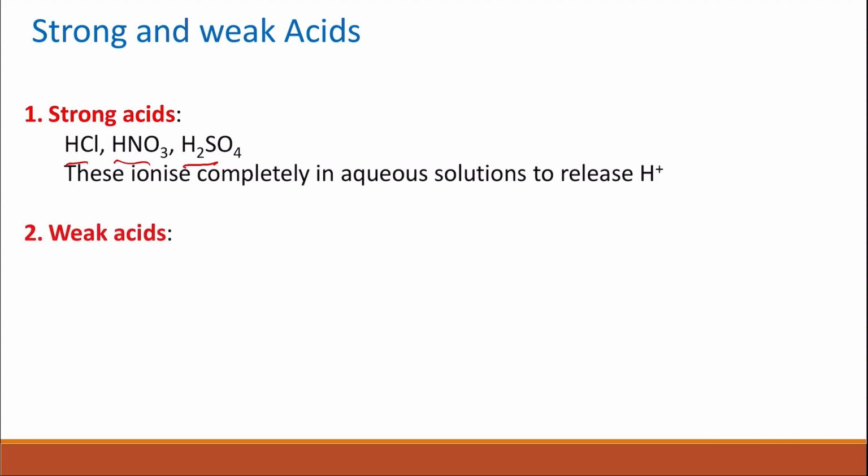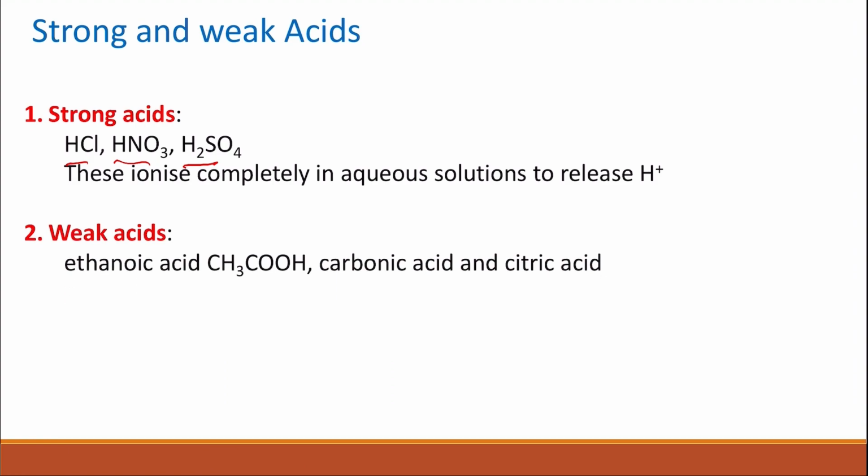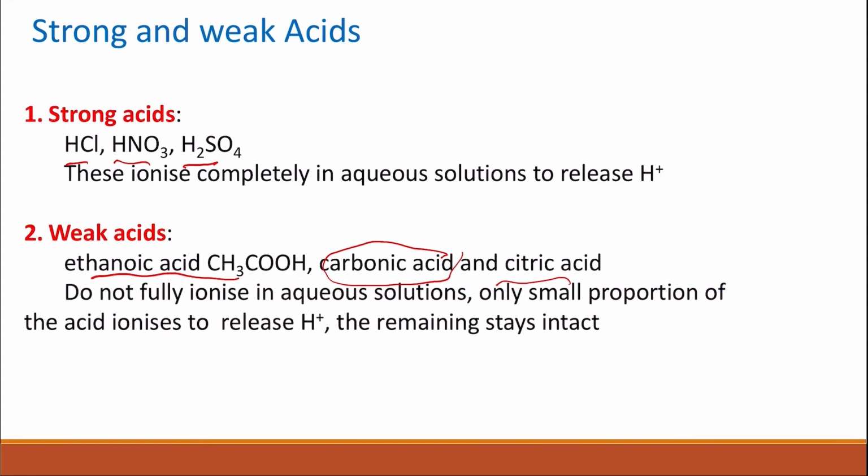However, the other type, which is called weak acids, examples of these are organic acids like ethanoic acid and citric acid. Also, carbonic acid is one of the weak acids. The difference here is that weak acids will not fully ionize in water. They will only be partially ionized and they will release hydrogen ion in the same way as the strong acids, but not completely. So this is a process called a reversible reaction.